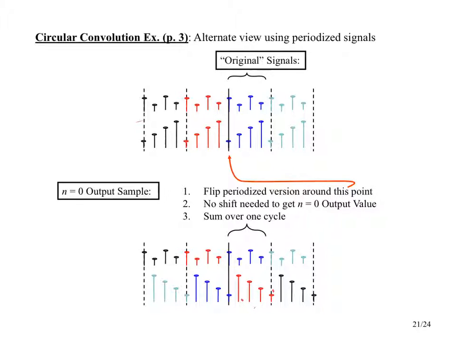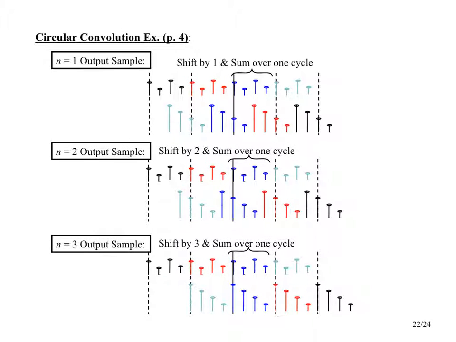So to find the n equal to 0 output, there's no shift since the amount of shift is equal to 0. So we just flip and leave it, and we sum over 1 cycle. So here's our 1 cycle. We just sum over that. So we'll sum up those 4 products. And that's our output value for that n equal to 0 output. And if we just continue, here are the remaining 3 outputs.